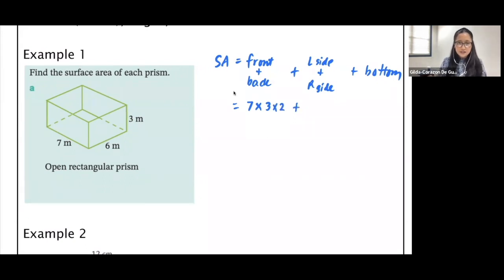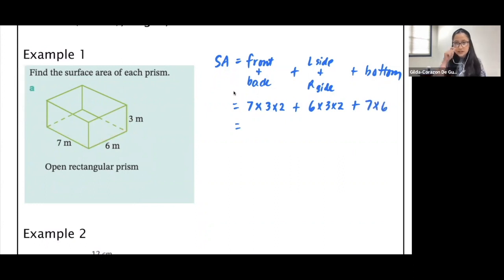The left side and the right side. So let's have a look at just the right side here. And that would be 6 times 3. And then there's 2 lots of them. And then the bottom bit would just be 7 times 6. And there's only one of that. Right. And what do we have?